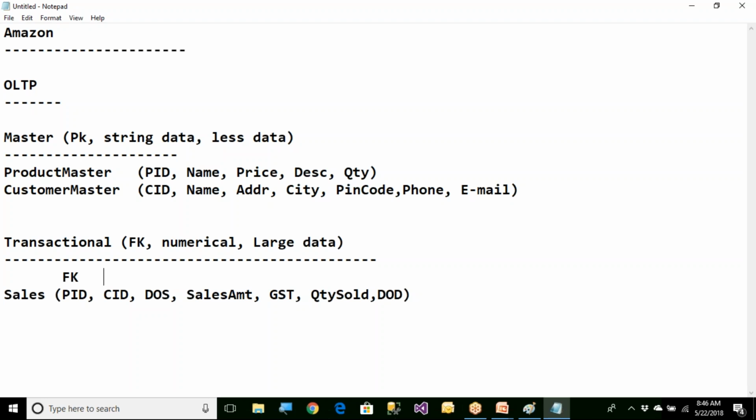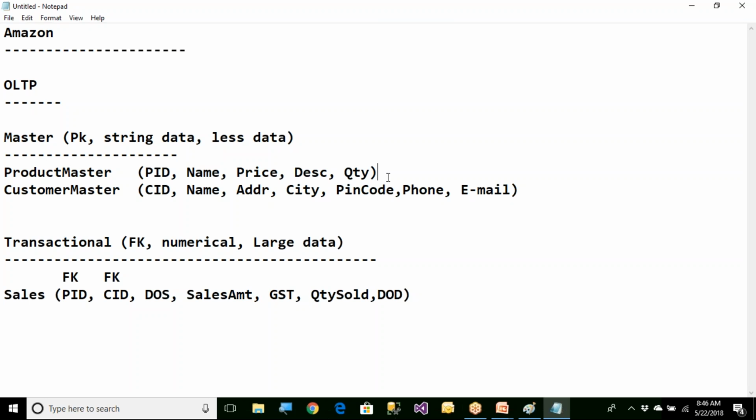what is the product which is being sold, who is the customer planning to buy, when did he make the payment, and how much is the sales amount paid. A lot of things: GST, quantity sold. So you have more numerical data.